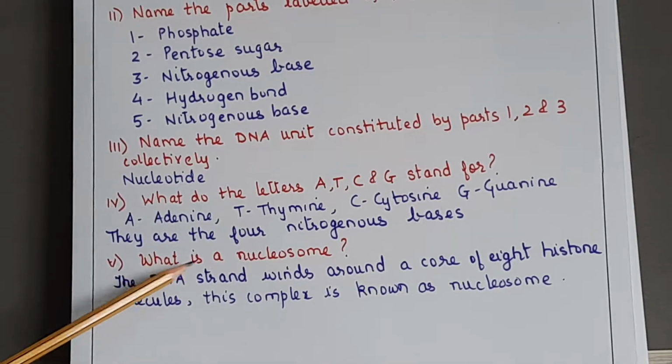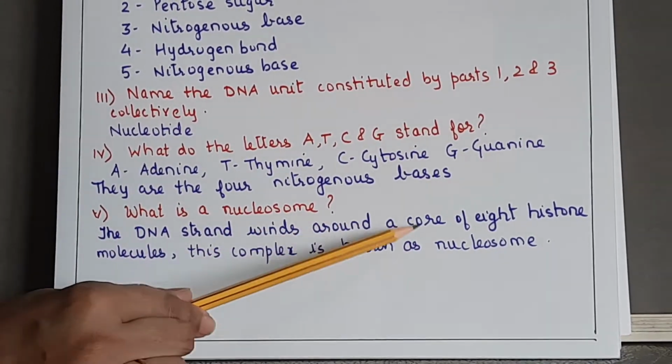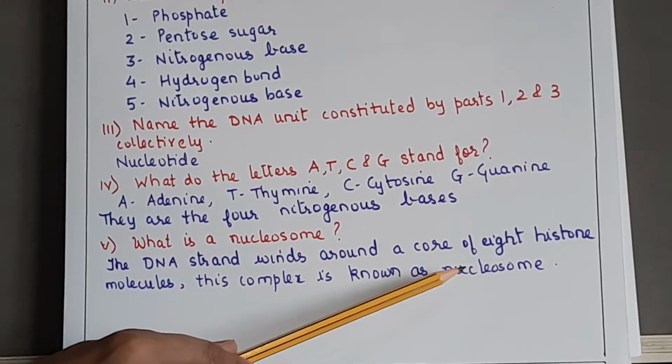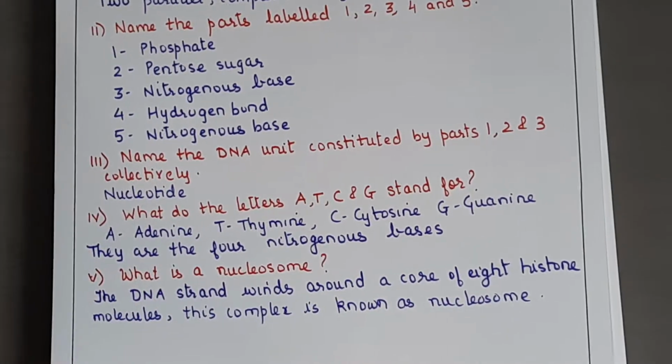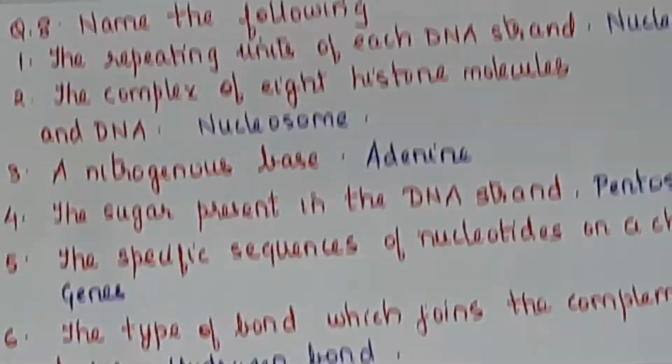And last is what is a nucleosome? So the DNA strand winds around the core of 8 histone molecules. This complex is known as nucleosome. Again, very, very important. Okay. Now we'll have a look at the next part. Okay. Continuing with the questions, next is name the following.